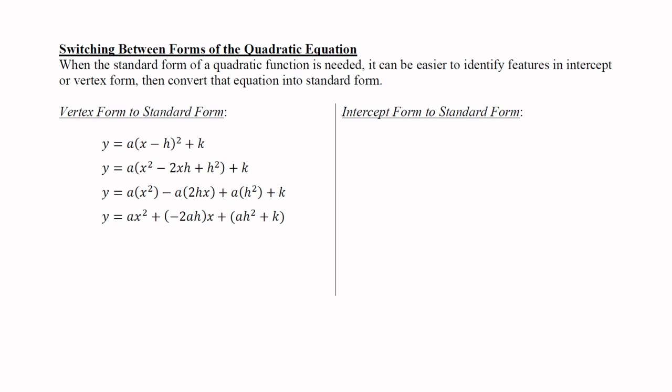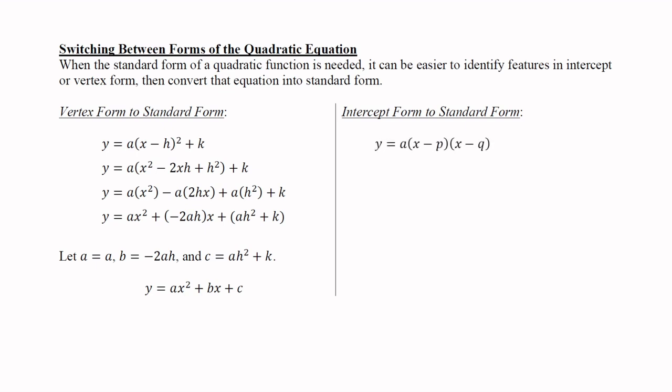So we've got the ax squared out in front. That's fairly straightforward. Plus, we've got -2ah times x. That's our middle term. -2ah is going to be our coefficient. And then we have plus ah squared plus k. All of that's going to be a constant. So let's let a equal a, b equal -2ah, and c equal ah squared plus k. And that gives us our standard form. And that's where it comes from when you're coming from vertex form.